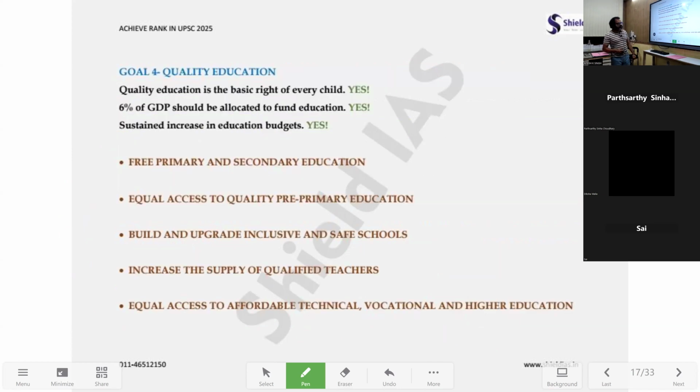Quality education we have discussed a lot with respect to the education topic. Quality education is a basic right of every child. What should be done is more funding. So 6% GDP should be allocated to fund education. Yes, the policy emphasizes on that. And hence what is required is sustained increase in education budgets. That is the requirement.